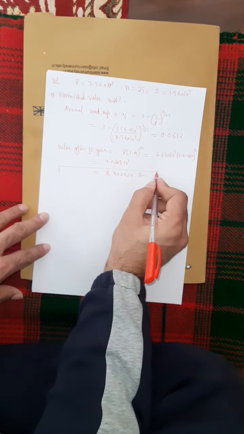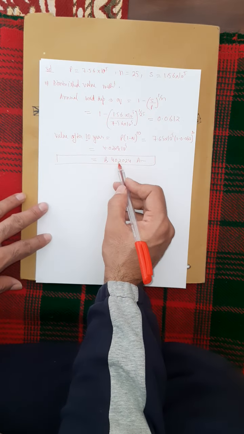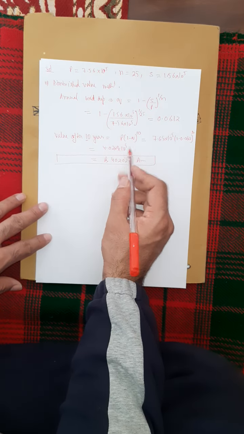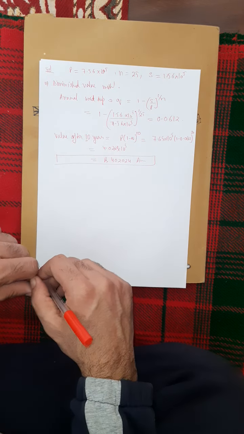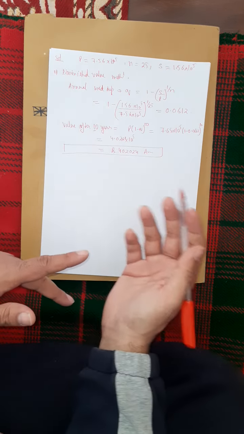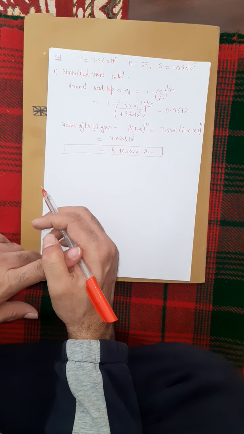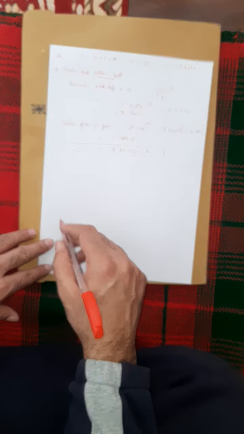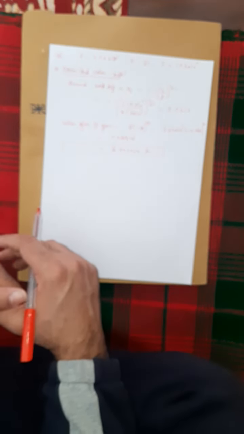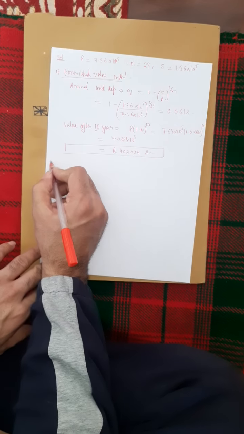So the value of the plant after 10 years will be 4 into 10 raised to the power 5, whereas the actual was 7.56 into 10 raised to the power 5. Okay, so next let's calculate the same using the sinking fund method. Obviously, in the diminishing value method we are not considering interest. Now let us calculate the value of the plant after 10 years using the sinking fund method.